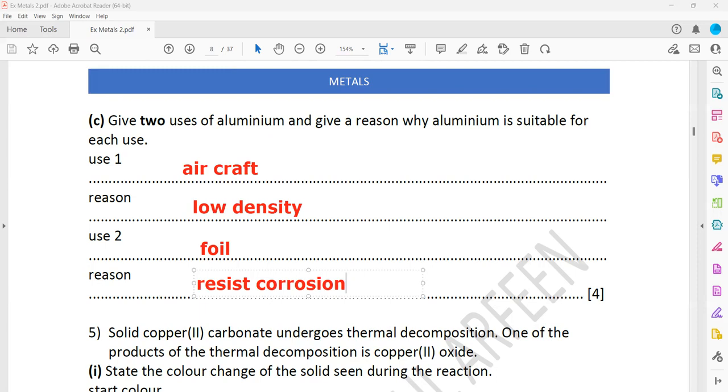Can we say it traps heat? Yes, it is a good reflector. But you have to mention chemical properties, because trapping heat is simply physical. You need a chemical property which enables us to use aluminium for a specific use.